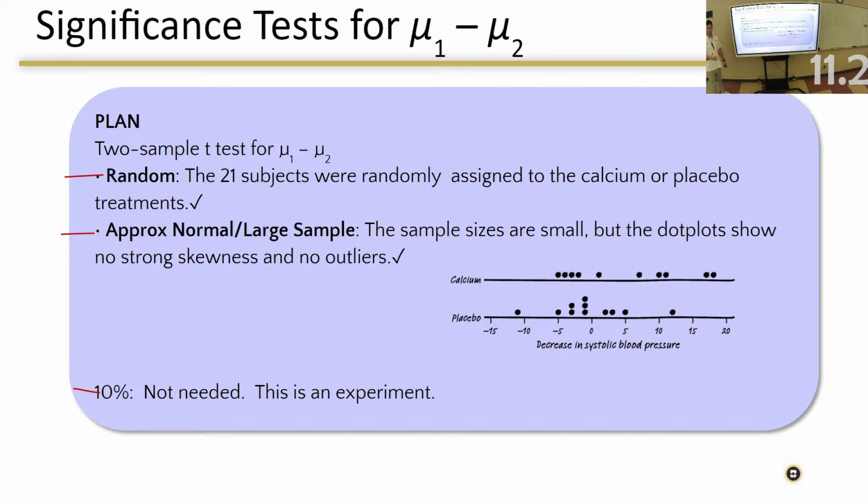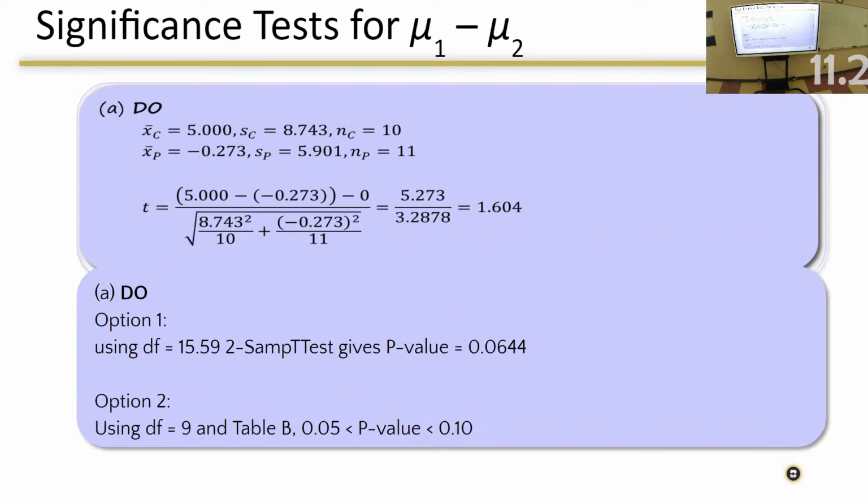If you want to say 10% not needed, that's good. And if you don't want to say anything about the 10%, don't put 10% check. That's going to get you. Okay. There's X bar sub C. When you do this on your calculator, guys, it's going to give you everything. It gives you everything.